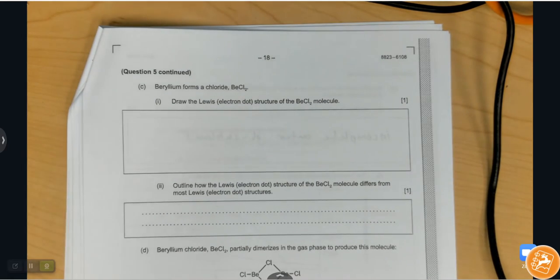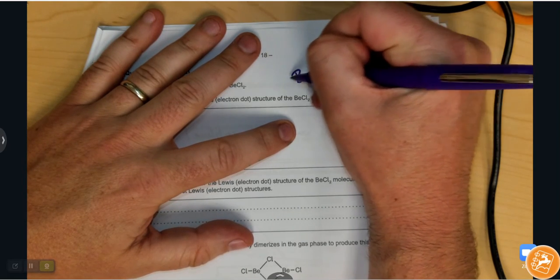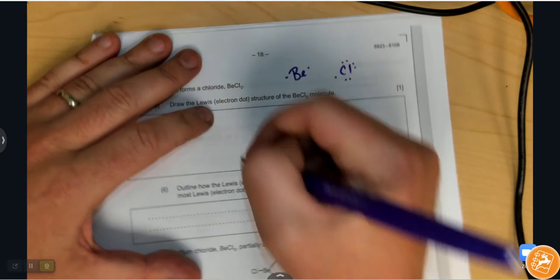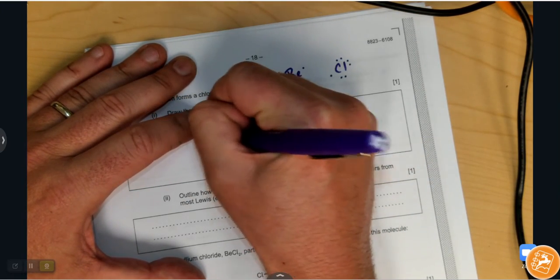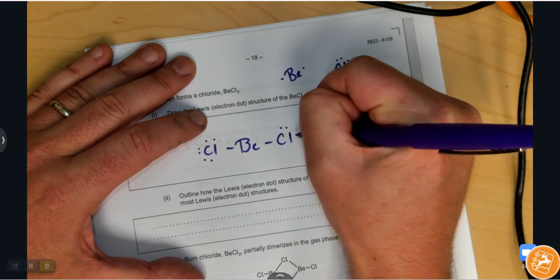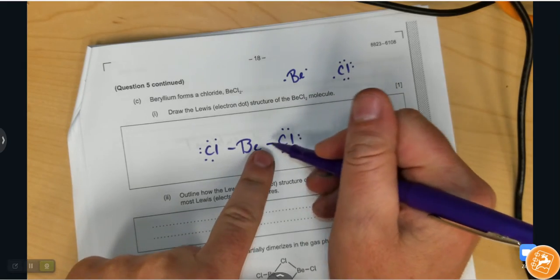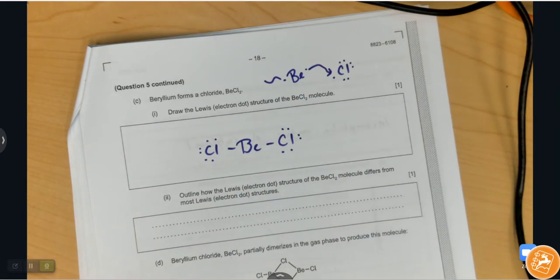All right, moving right along. Boy, these paper 2s are taxing. Beryllium forms a chloride, BeCl2. Draw the Lewis structure. Okay, so remember beryllium in group 2 has 2 electrons to donate, and each chlorine atom has 7. So we're going to have our beryllium in the middle, forming bonds to chlorine with the dots all around chlorine. So again, beryllium shares 1 electron there. It shares another one with another chlorine, and that's where we get that structure.